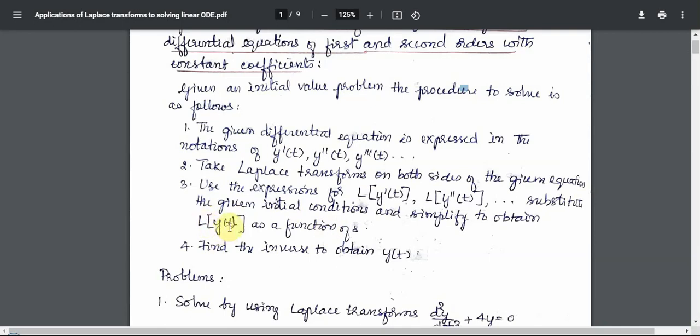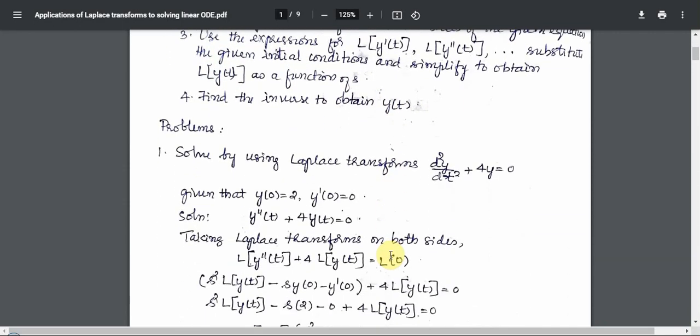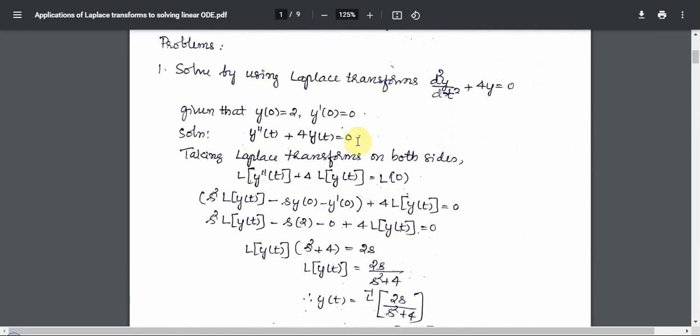Then I will get the value of L of y of t. To get y of t, I should take the inverse Laplace transform. With this procedure, we will move on to the problems directly. Solve by using Laplace transforms: d squared y by dt squared plus 4y is equal to 0, given that y of 0 is 2 and y dash of 0 is also equal to 0.